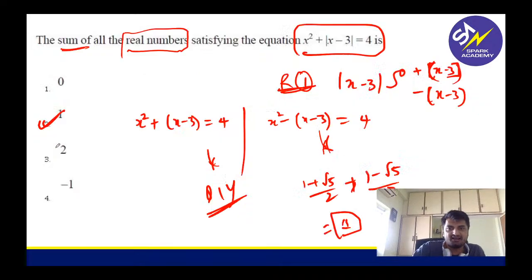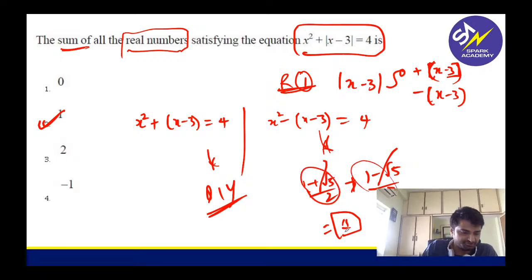Sriranga is asking again, he's going back to the previous question. How will it get 0? Gentlemen, this and this will get cancelled, right? You will get half and half. You should get 1 as the answer.